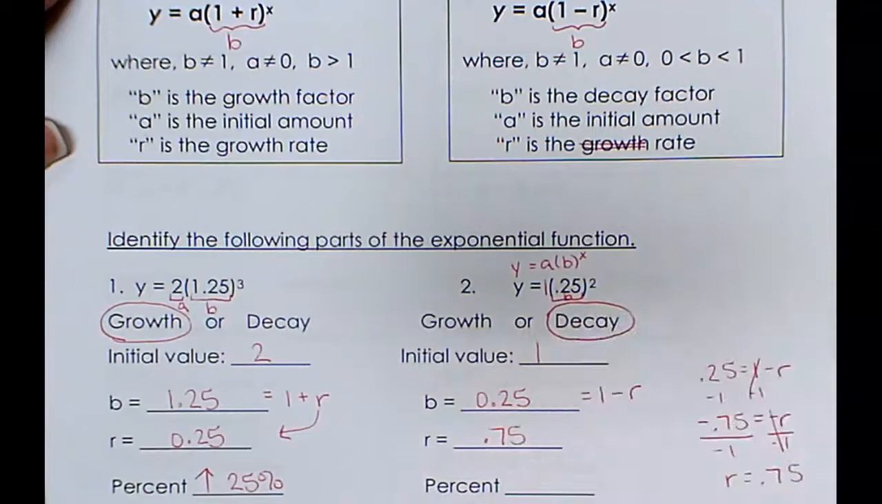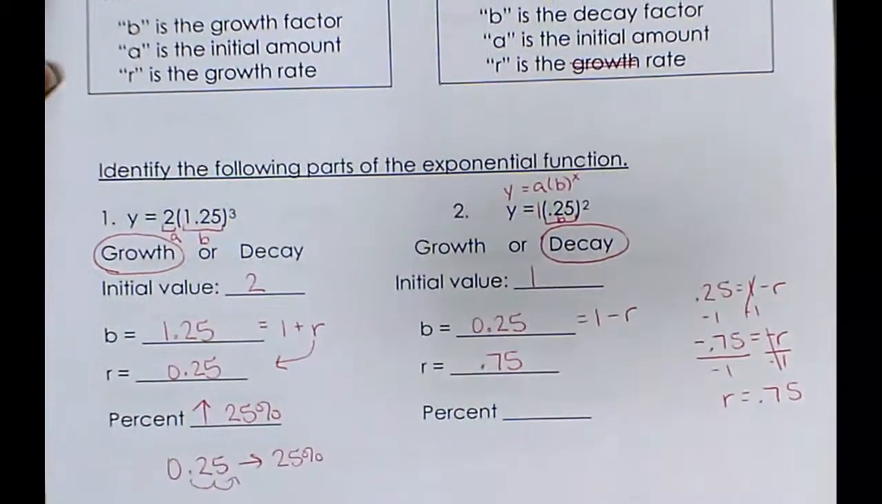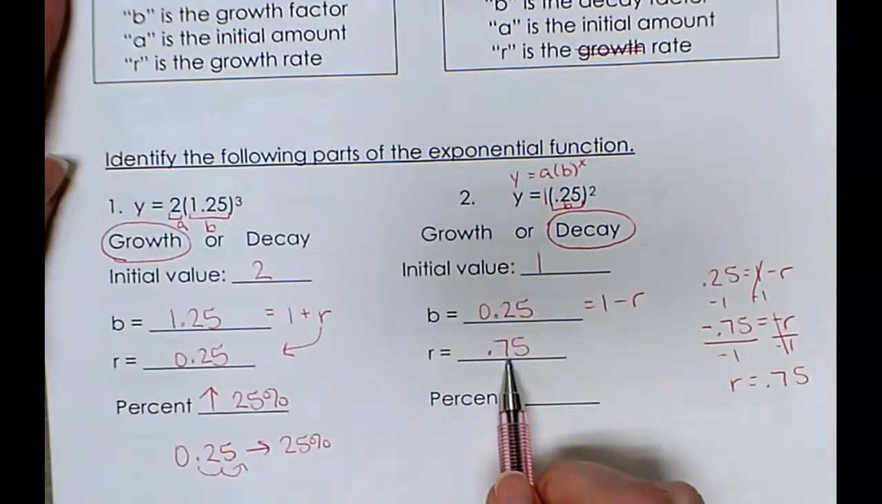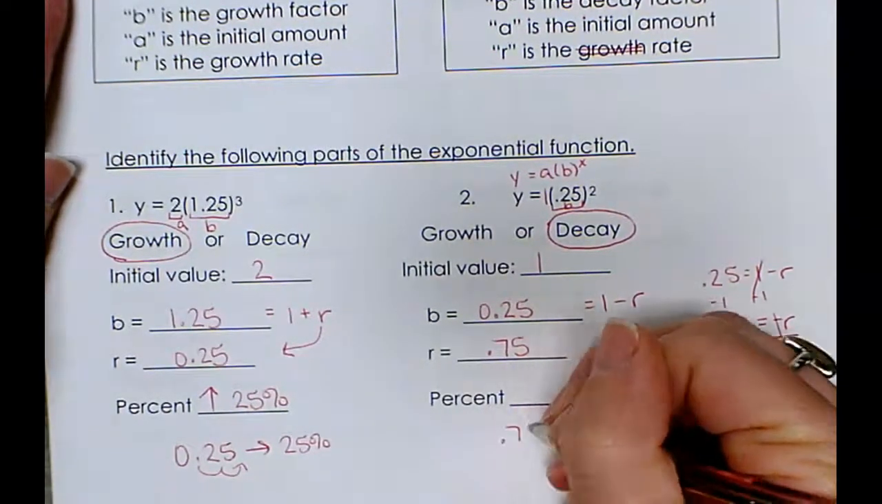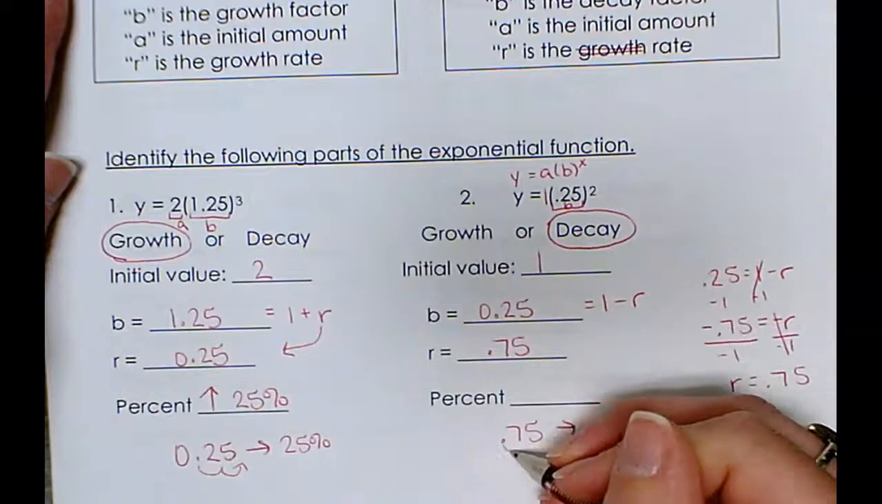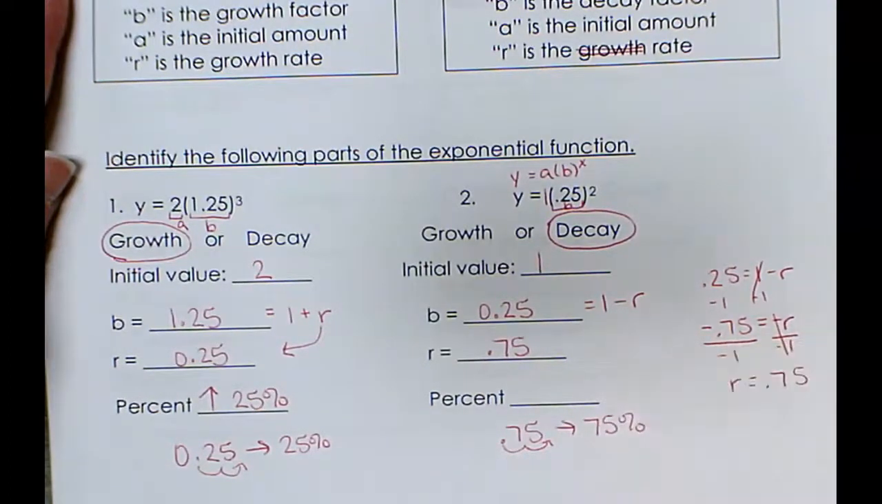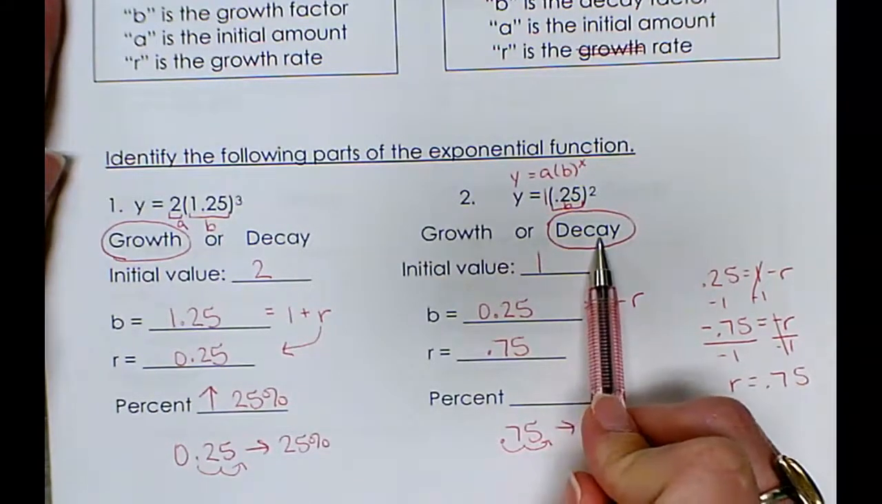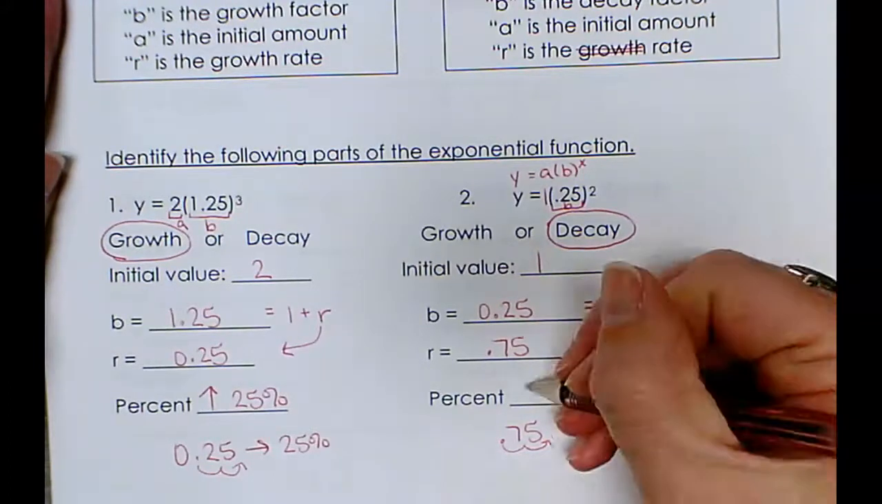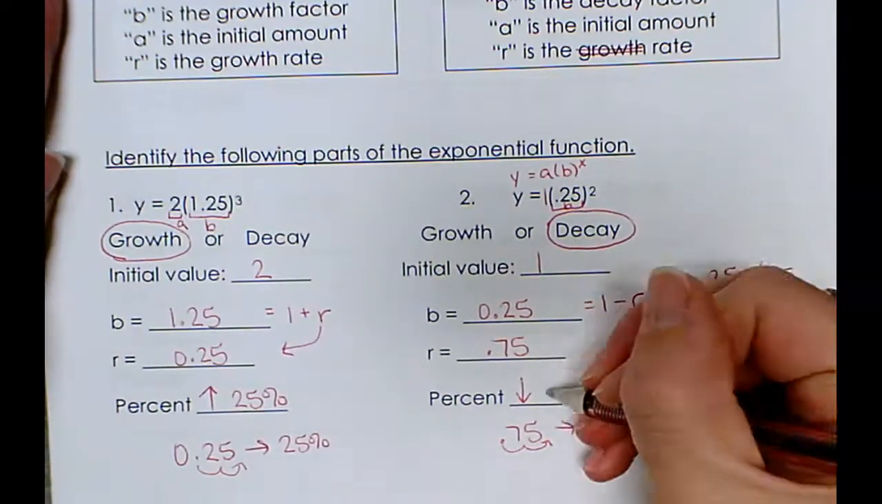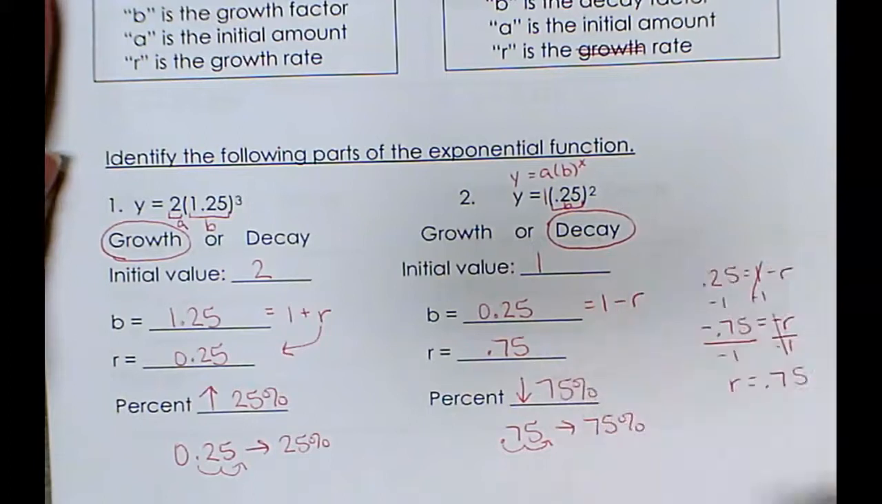So 0.75 is your r value, and the percent is what you convert into a percent from this r value, from this decimal. So 0.75 can convert to 75%. And were we growing or were we decaying? We were decaying. So from 1, we're going to have a decrease by 75%.